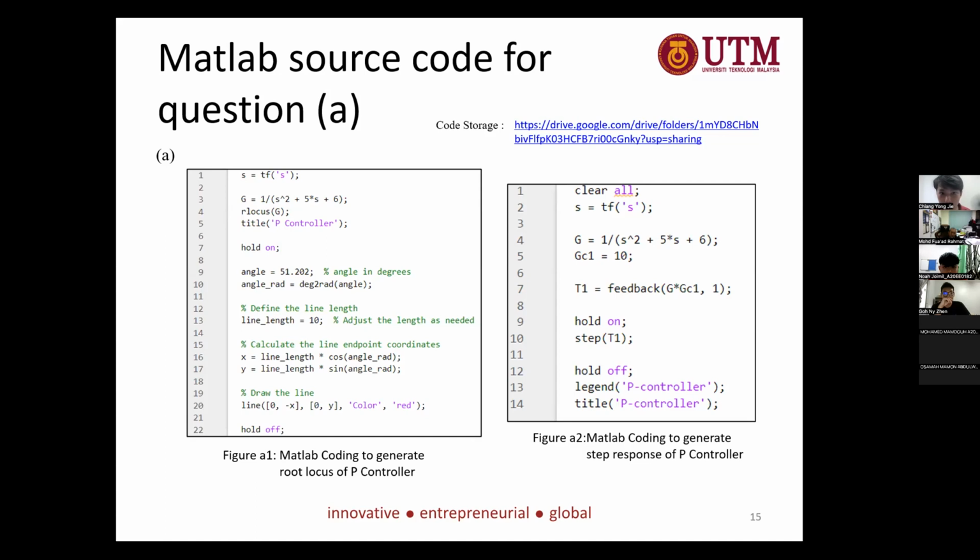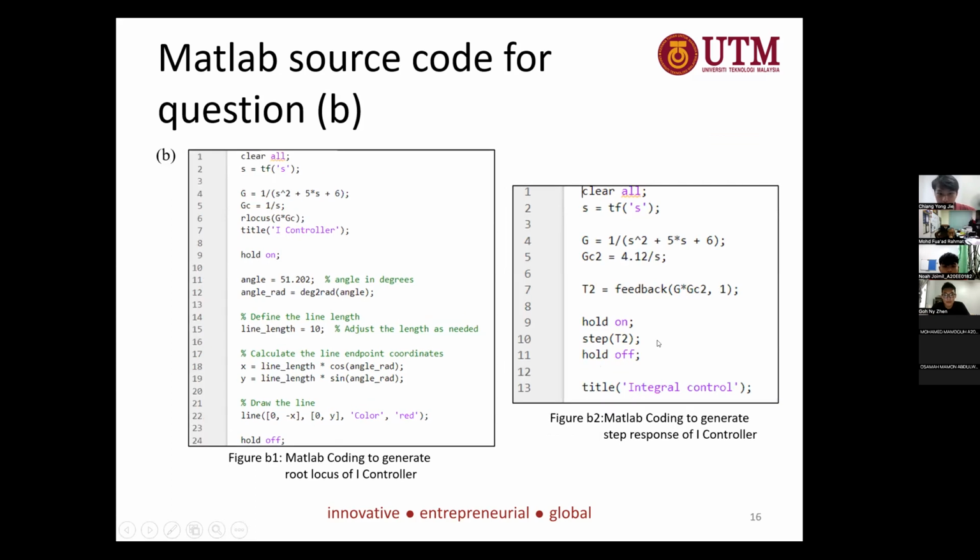This is the MATLAB source code that I did for question A. What I did is add on the angle that I get, and then I plot it out in the graph first, because this would help me to see and move the cursor more easily to get the K value. I also generate the step responses by using the feedback and also the step syntax in MATLAB.